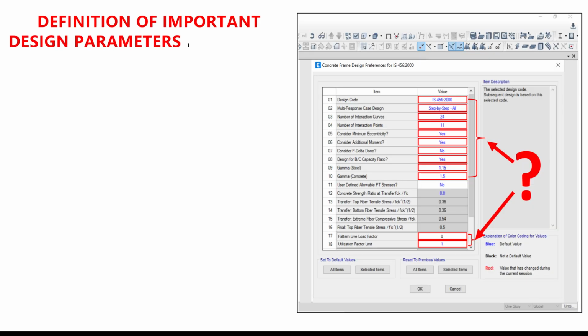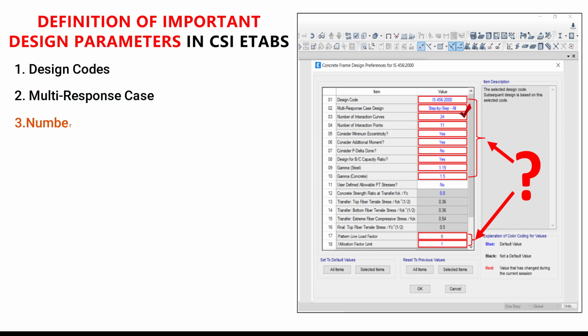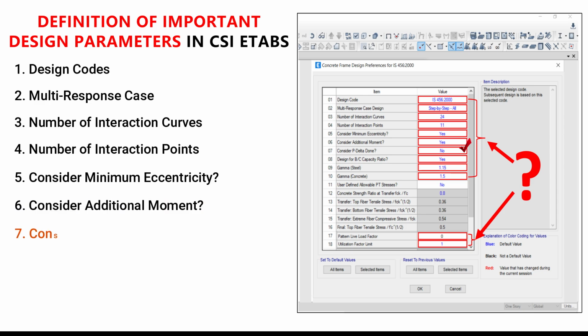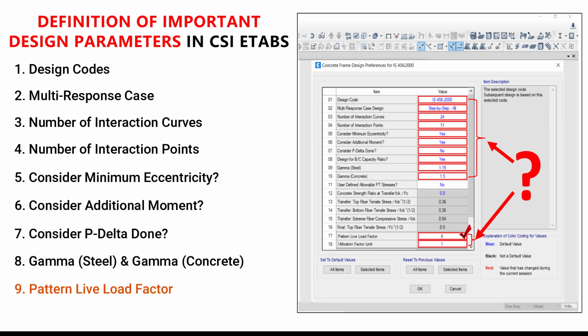In this video, we will discuss in detail the definition of important design parameters in CSI ETABS: design codes, multi-response case, number of interaction curves, number of interaction points, consider minimum eccentricity, consider additional moment, consider P-Delta done, gamma steel and gamma concrete, pattern live load factor, utilization factor limit.